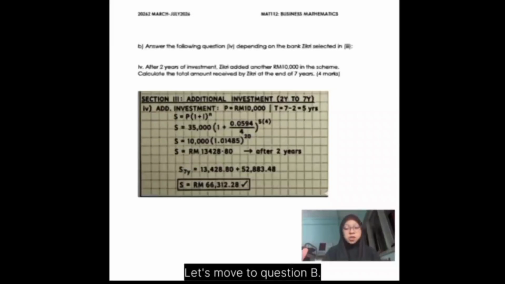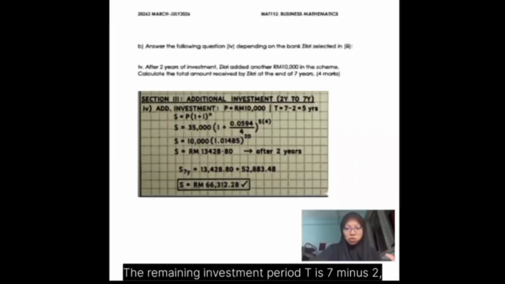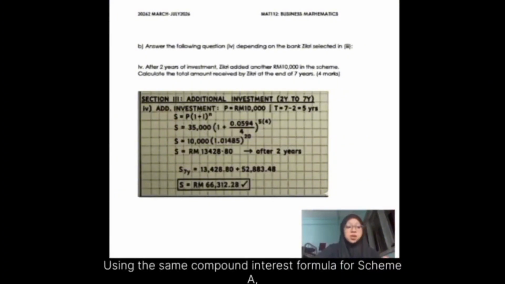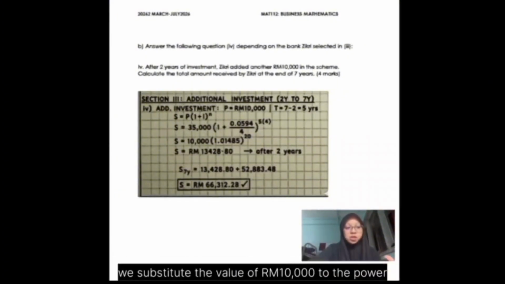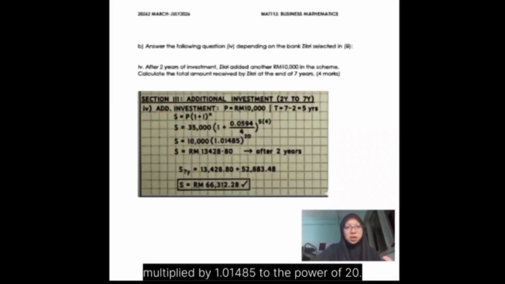Now let's move to question B. First we calculate the future value of this new investment. The principal P is 10,000 ringgit since it was deposited after 2 years. The remaining investment period T is 7 minus 2, which equals 5 years. Using the same compound interest formula for scheme A, we substitute the values: 10,000 ringgit times (1 plus 0.0594 per 4) to the power of 5 times 4. This simplifies to 10,000 ringgit multiplied by 1.01485 to the power of 20. The accumulated value for this additional investment alone is 13,428 ringgit 80 cents.